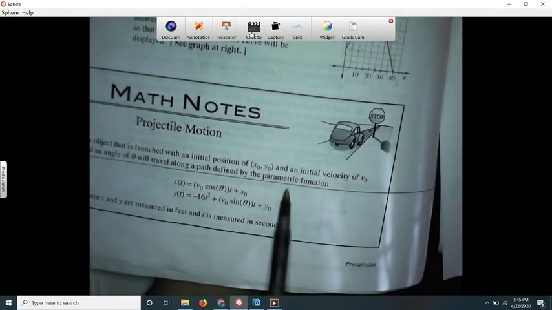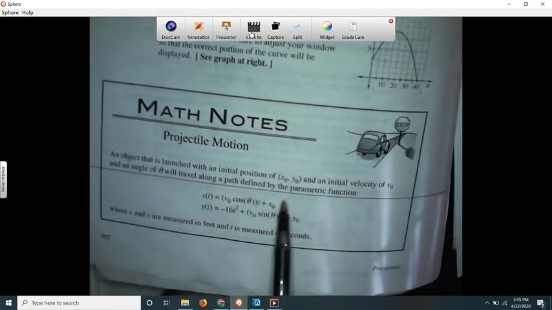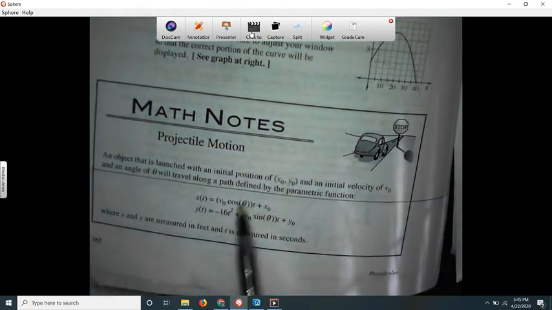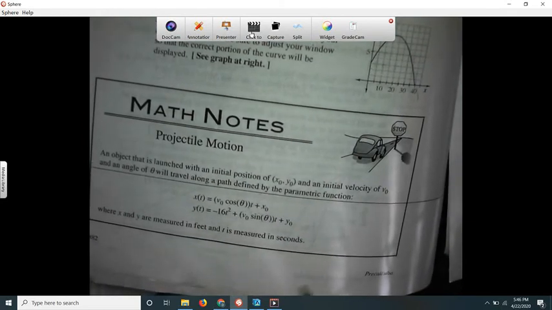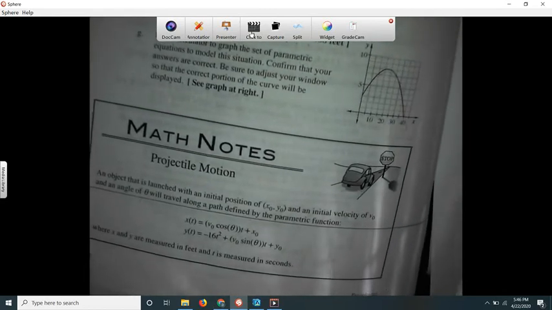Oh, here's a math notes box, though. So take a look at this math notes box, and I think our next section, so this is projectile motion. So read that, and then our next, 10.2.3, I think we're going to be talking more about that too.